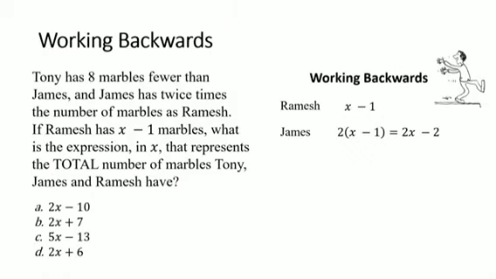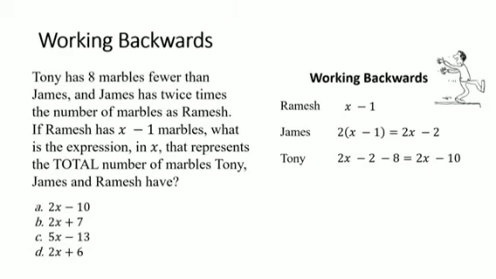Now we can derive Tony's marbles because it was given that Tony had 8 marbles fewer than James. This means that 2x minus 2 minus 8 would be Tony's marbles. But when we simplify that, that gives us 2x minus 10.